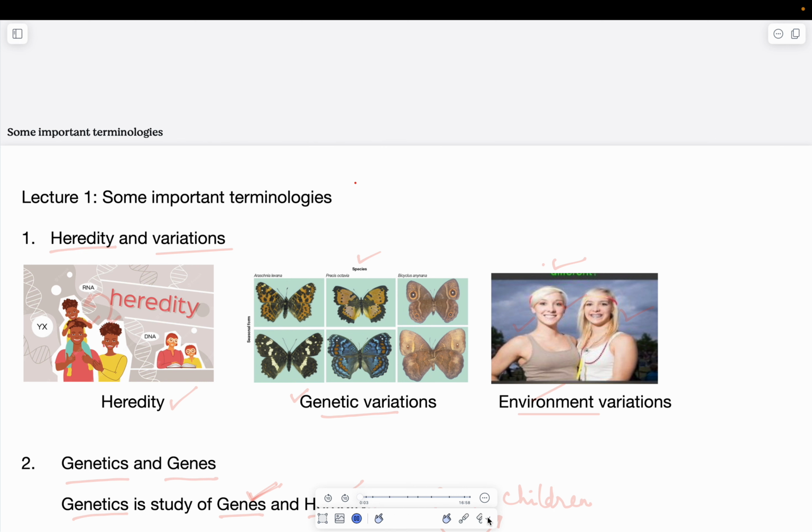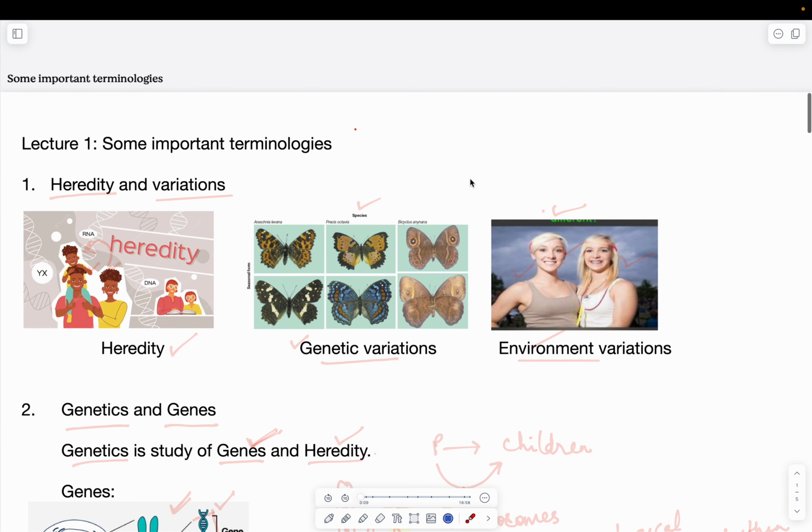Good evening everyone. So today we'll discuss some important terminologies which you will come across while studying the chapter genetics. The first thing is heredity. Heredity is the transmission of traits from parents to the children. Simply put, you can also call heredity the transmission of traits from one generation to the other.